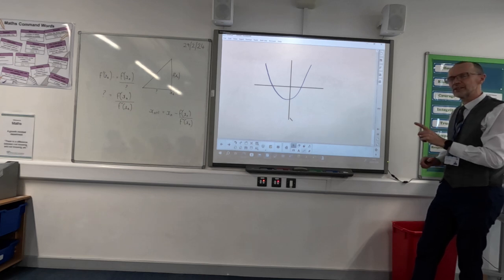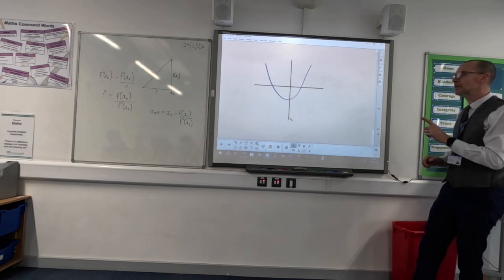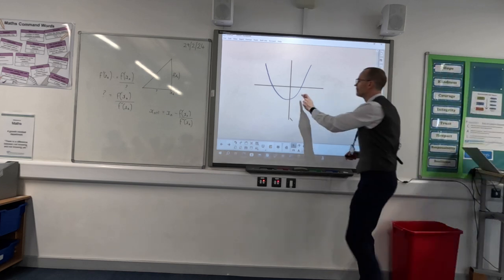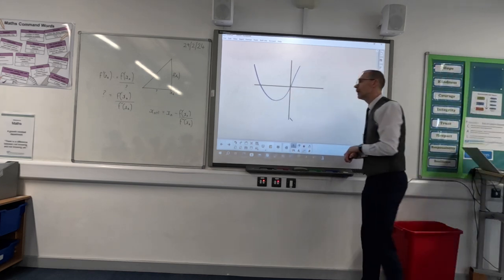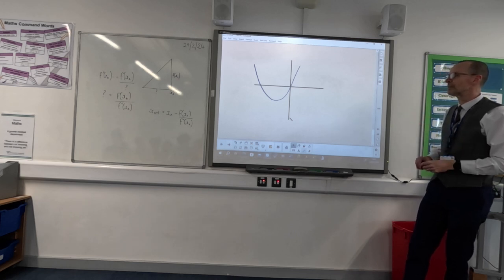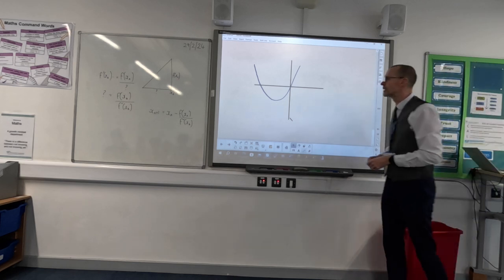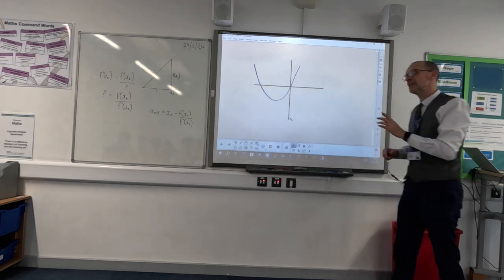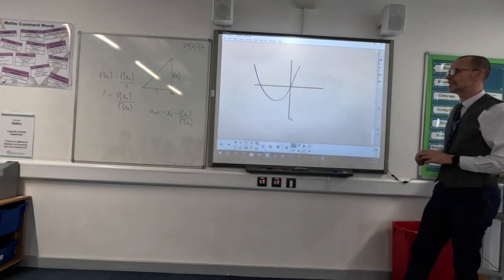Let me give you just a second to think about where would be a really unwise place to start with your x value? I'm just going to give people a chance to think about it. Where would be a really unwise place? We're trying to find either there or there. Where would be a really unwise place to start?